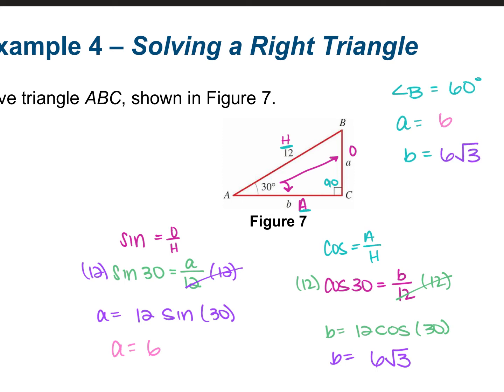So angle B is 60 degrees. Your side A is 6, and your side B is 6 square root 3.